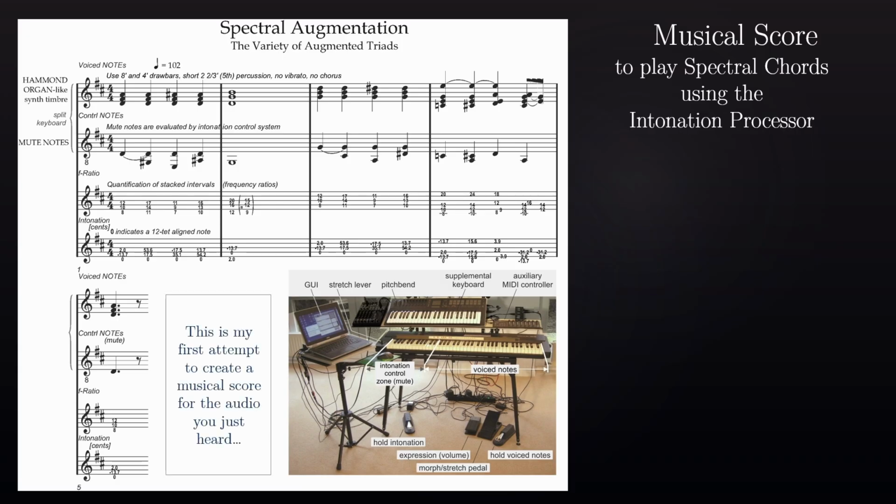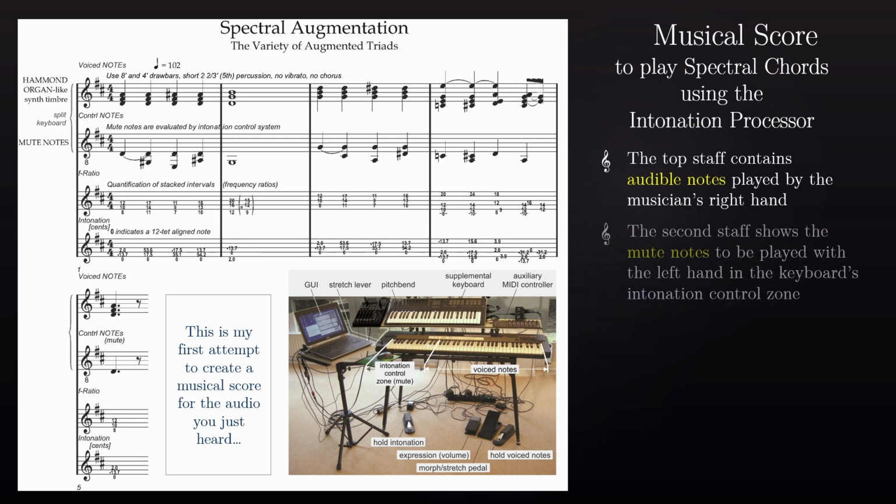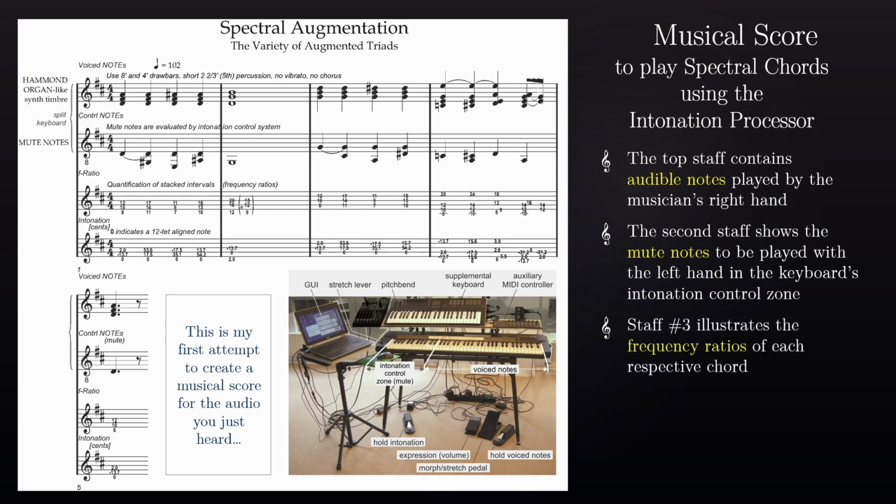This is my first attempt to create a musical score for the audio you just heard. The top staff contains audible notes played by the musician's right hand. The second staff shows the mute notes to be played with the left hand in the keyboard's intonation control zone. Staff number 3 illustrates the frequency ratios of each respective chord. The staff at the bottom shows each note's intonation for information.